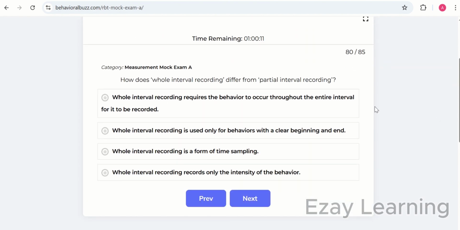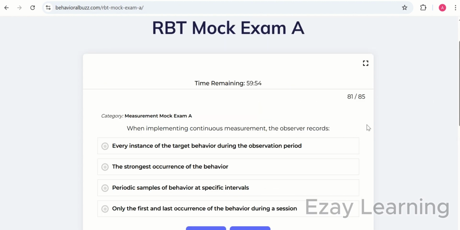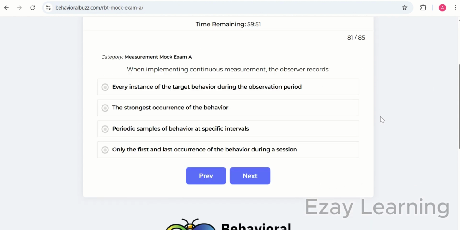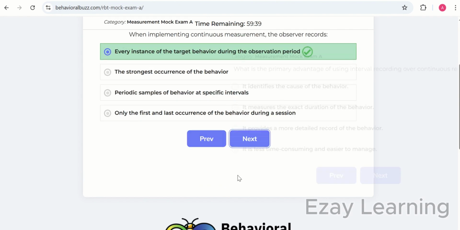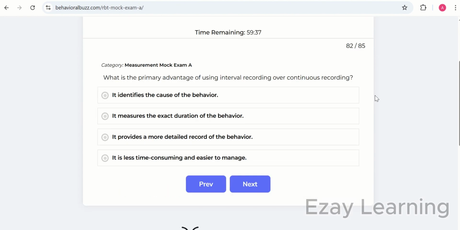How does whole interval recording differ from partial interval recording? Because for partial interval recording, behavior can occur anytime, but for whole interval recording, the behavior has to occur throughout the entire interval. When implementing continuous measurement, the observer records every instance of the target behavior during the observation period.